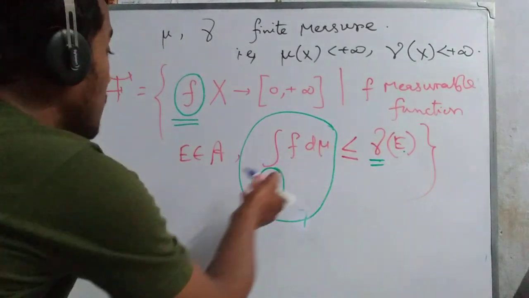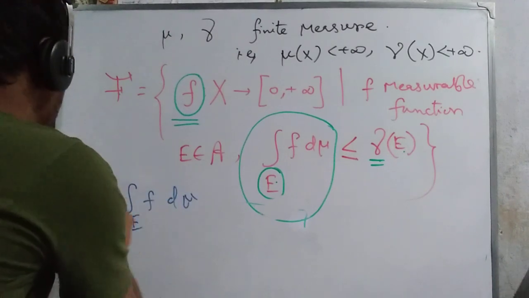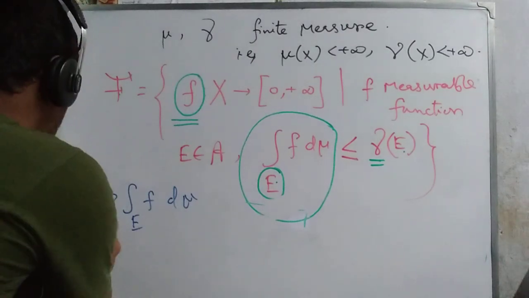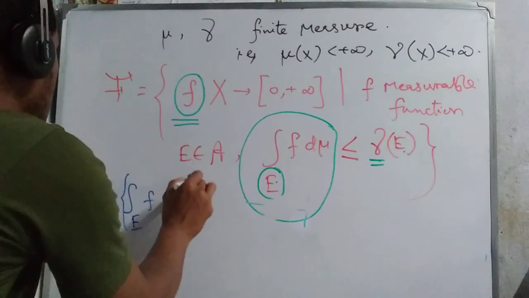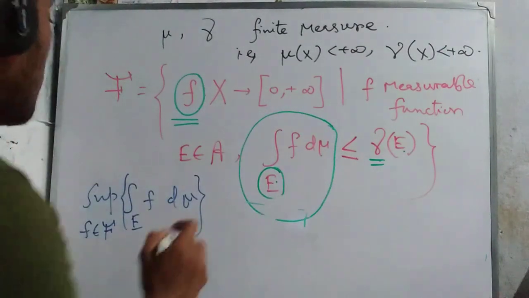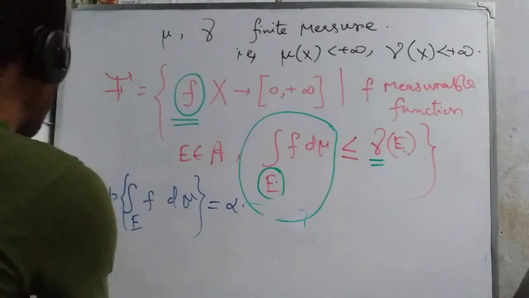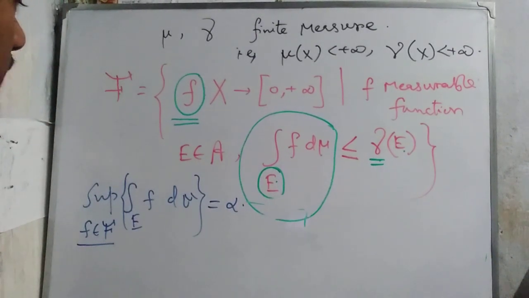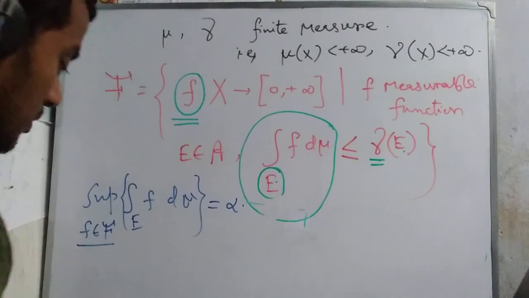We proceed further by taking this integral dμ, the supremum of the integral of f dμ over E, where f belongs to this collection. This supremum is equal to alpha. So supremum over f in the collection equals alpha. What happened now? Then we go on to further discussion of that.